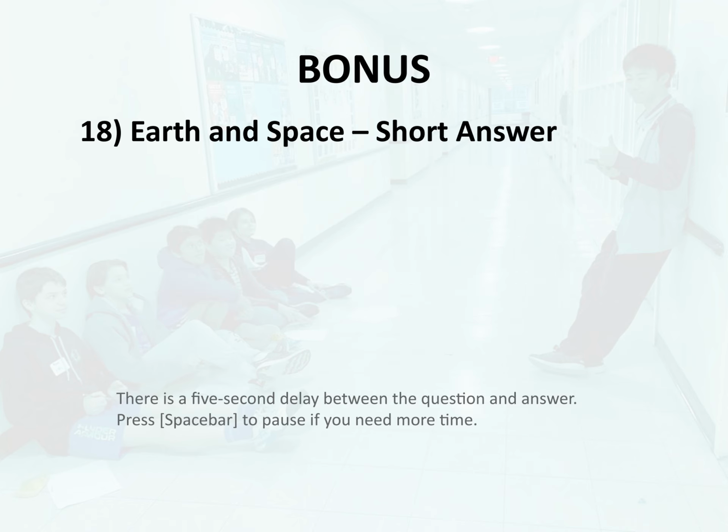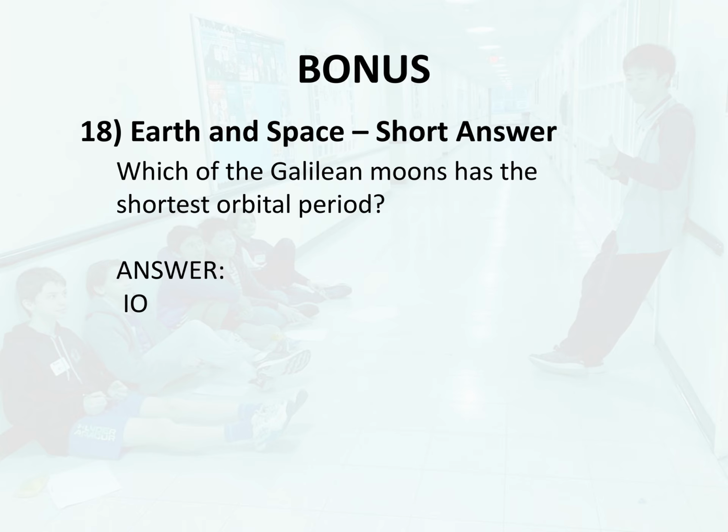Bonus 18. Earth and space, short answer. Which of the Galilean moons has the shortest orbital period? Answer: Io.